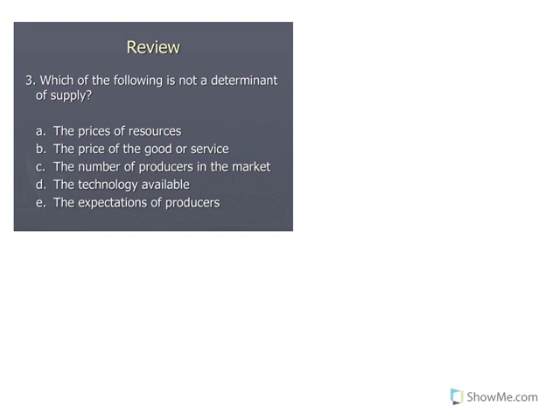So we're basically just looking for an option on there that is not one of those 5 determinants of supply. And the only one that we can identify would be right here, the actual price of the good or service that is being sold. That is not a determinant of supply. The price of the good or service is just determined by whatever the price is set by the market. So it's not a determinant of supply.